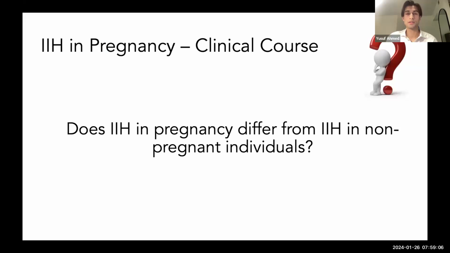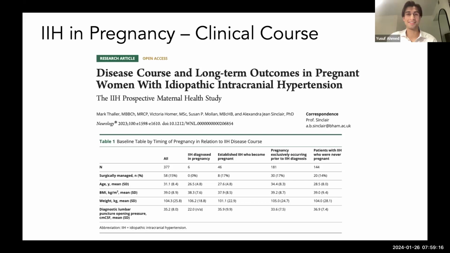So let's talk a little bit about the clinical course of IIH in pregnancy. And the question here is, does IIH in pregnancy differ from IIH in non-pregnant individuals? And spoiler is yes. So I'll be speaking about this nice article here by Dr. Thaler and his group, which broke patients up into 4 different stratified groups. The first being IIH diagnosed in pregnancy. The second, established IIH who then became pregnant. The third, pregnancy exclusively occurring prior to IIH diagnosis. And then the last, patients with IIH who are never pregnant.